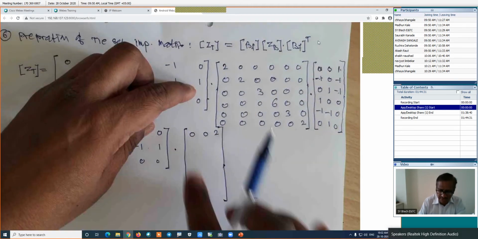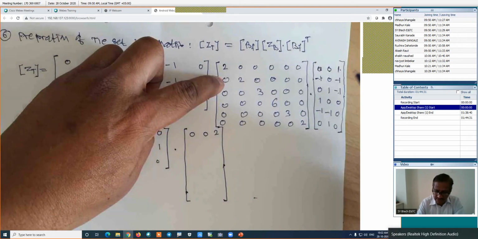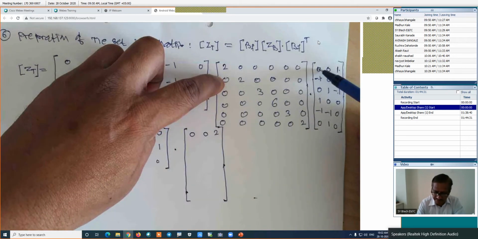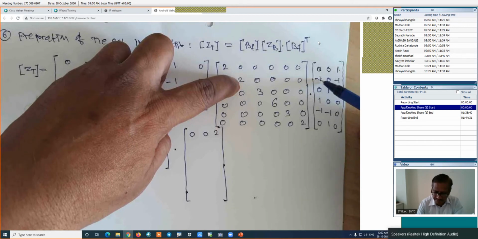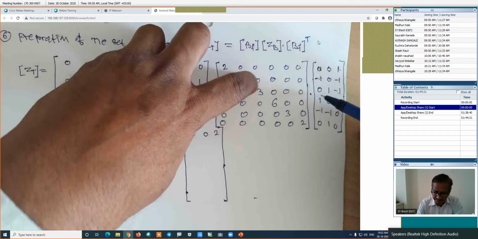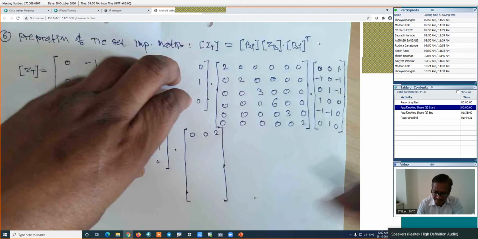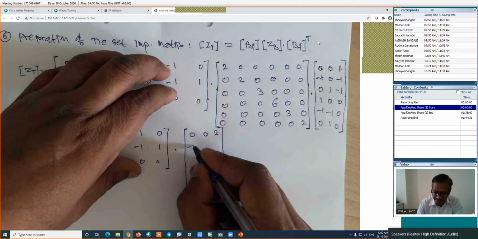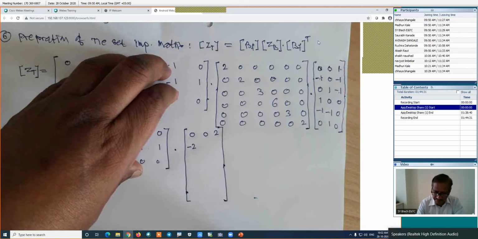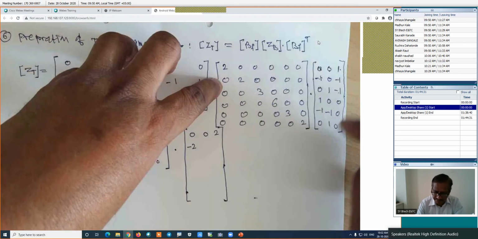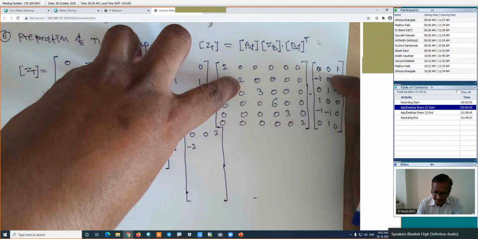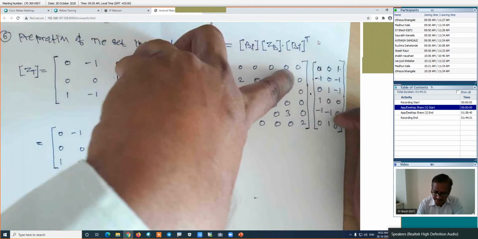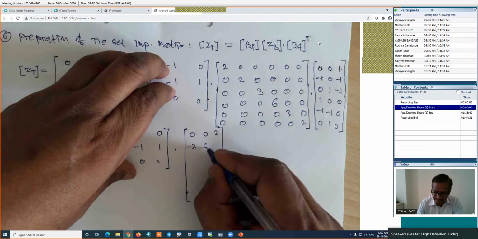If I am going for row number 2, this row and first column: 0 into 0 is 0, 2 into -1 is -2, plus 0 plus 0 plus 0 plus 0. Means the next value is -2. This row, this column: 0 into 0 is 0, 2 into 0 is 0, then 0, 0, 0, 0. This element will be 0.